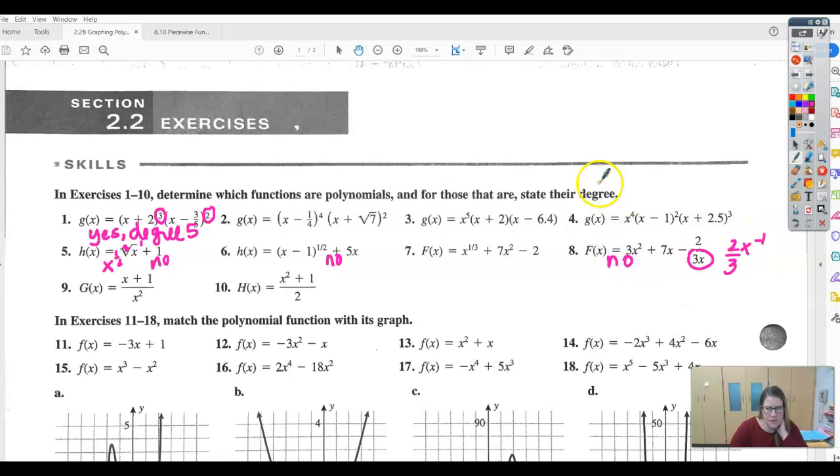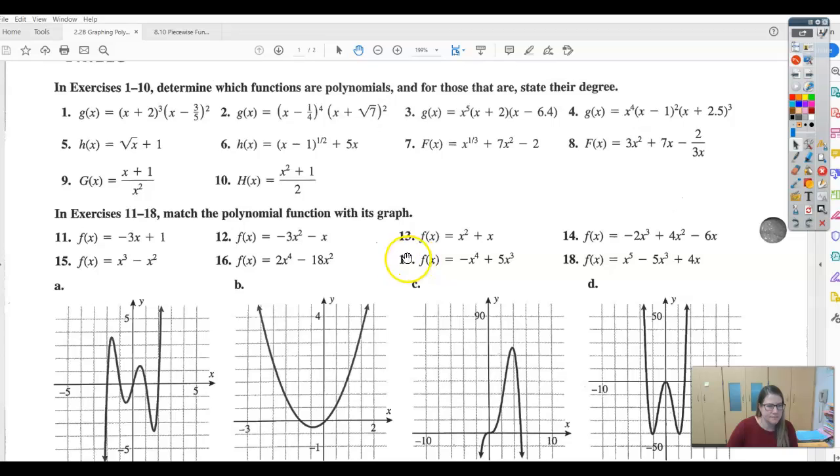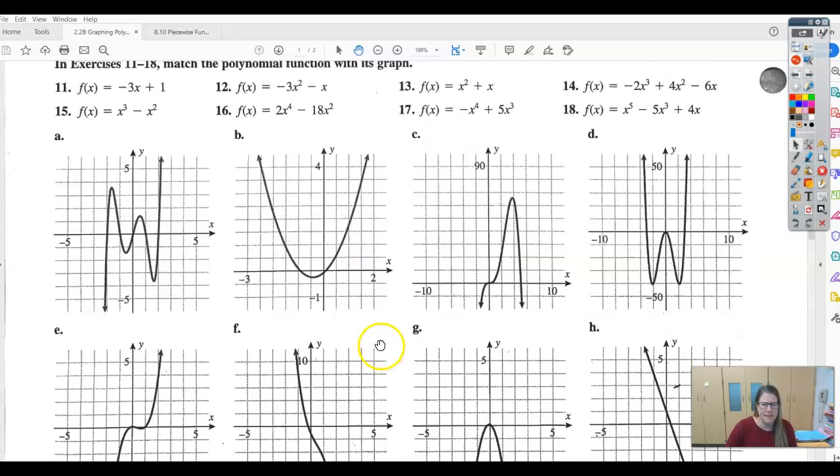Okay, so that's the first thing that we talked about on Thursday. The next part we did was we matched these functions to their graphs. And the way that we did that was we looked at the end behavior.